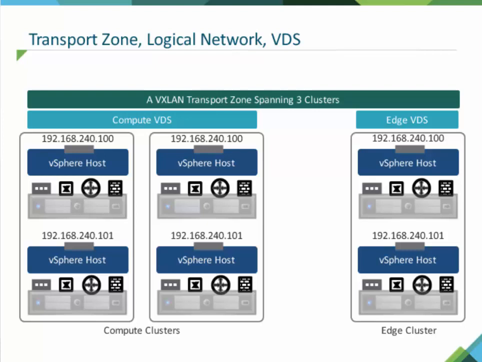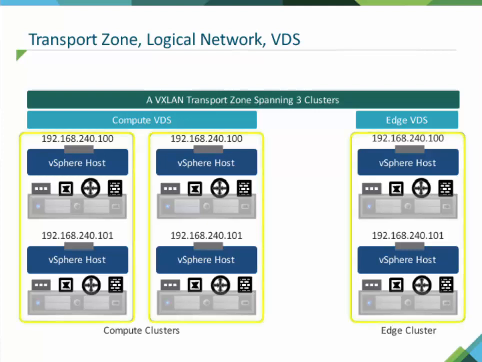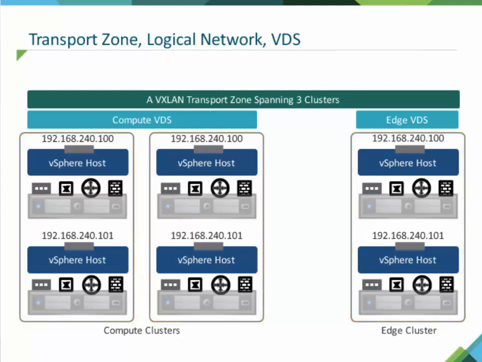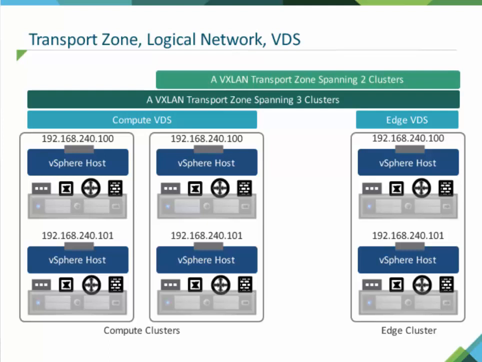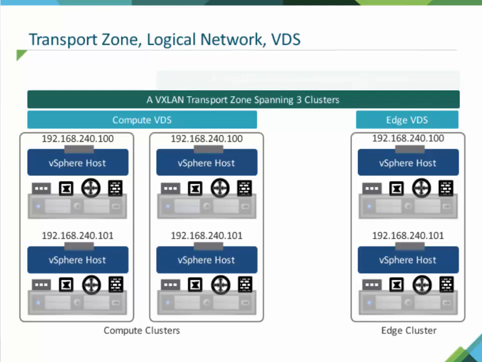The transport zone defines the VTEP members of the VXLAN overlay. As you can see, a transport zone can include ESXi hosts from different vSphere clusters. A cluster can also be a part of multiple transport zones. As an administrator, for security or compliance reasons, you can create a separate transport zone that includes a dedicated cluster or clusters. A logical switch can extend across multiple distributed switches.